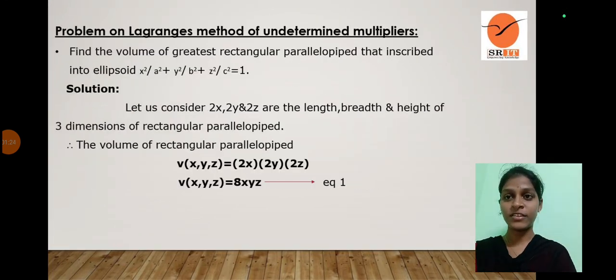Problem on Lagrange's method of undetermined multipliers. Find the volume of the greatest rectangular parallelepiped that is inscribed in the ellipsoid x square by a square plus y square by b square plus z square by c square equals 1.